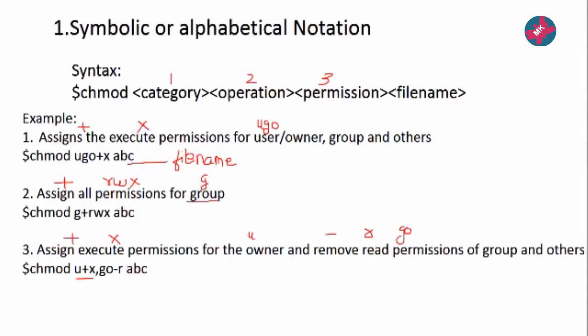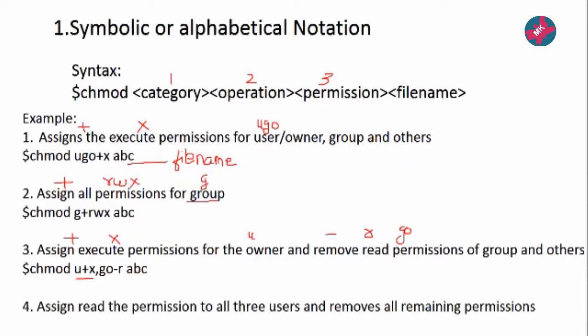Now since this user, group, and others are having different permissions, first I will mention user, its rights, then comma, then group, others. Now here I have to take back their privileges. So minus R and the file name. So this is how, if there are different kinds of permissions, then we can add them in the same statement using the comma.